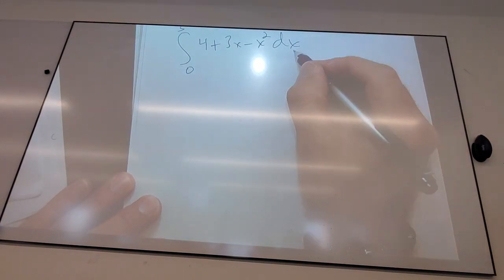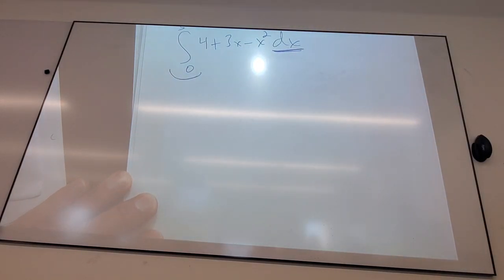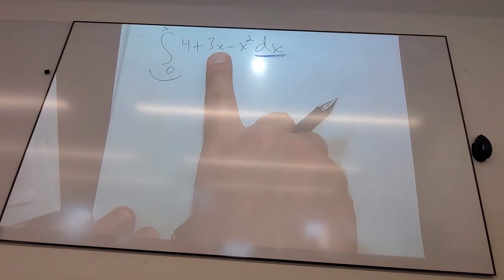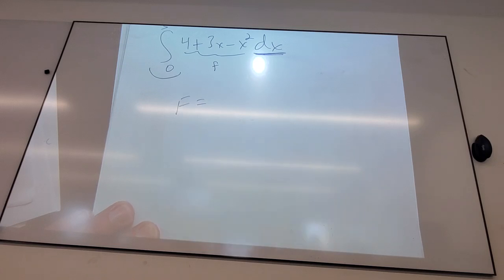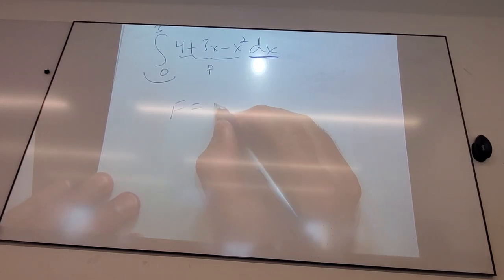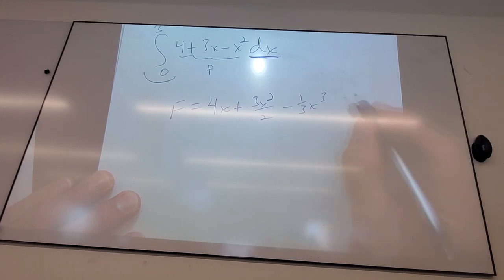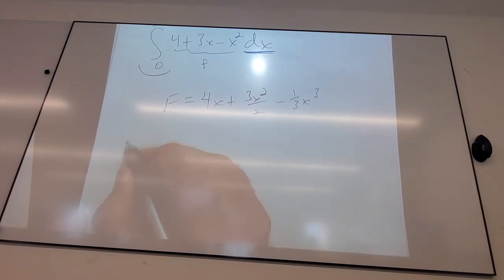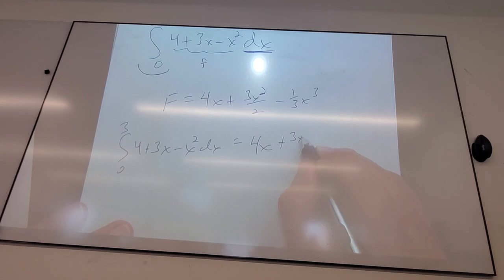So when I have this, don't forget that. Without this, this is incomplete. What is the antiderivative? If this is f, what is big F? That's what we did at the end there: 4x plus 3x squared over 2 minus x cubed. I did more than I should have back then. So what this process says is that the integral from 0 to 3 of this business is equal to the antiderivative.